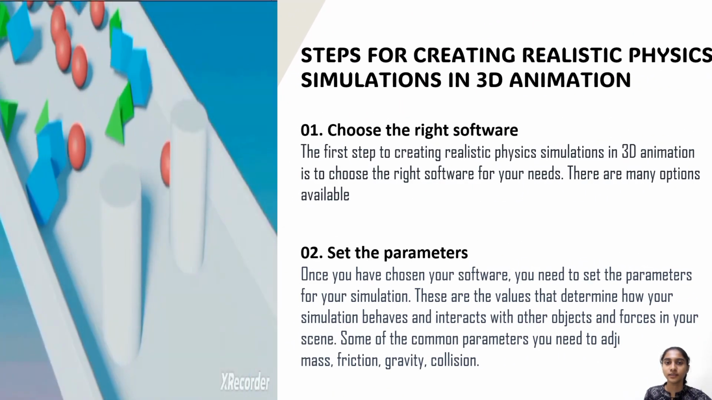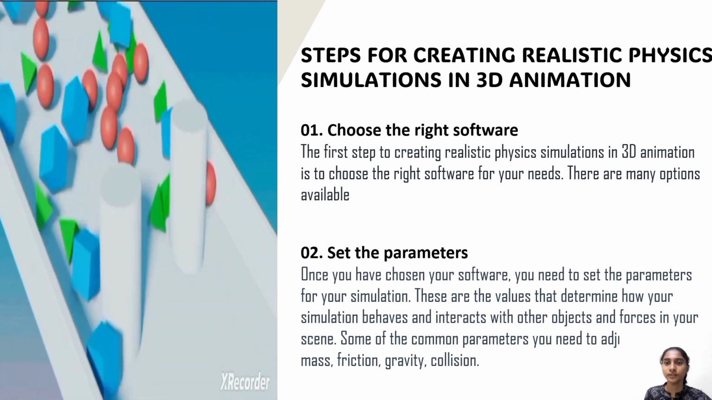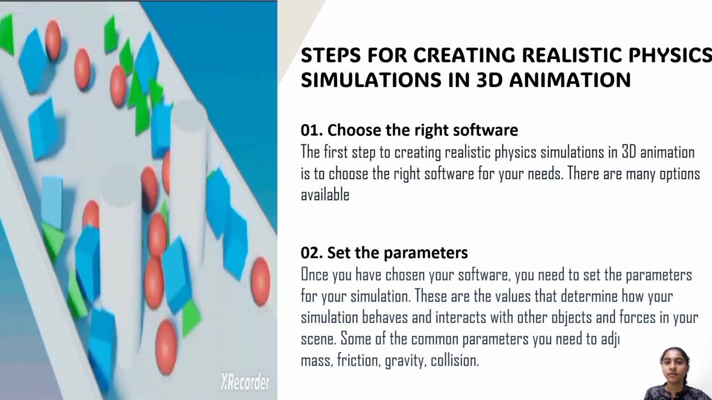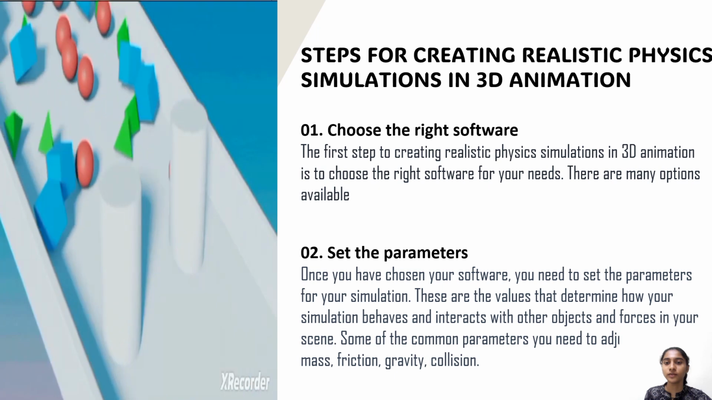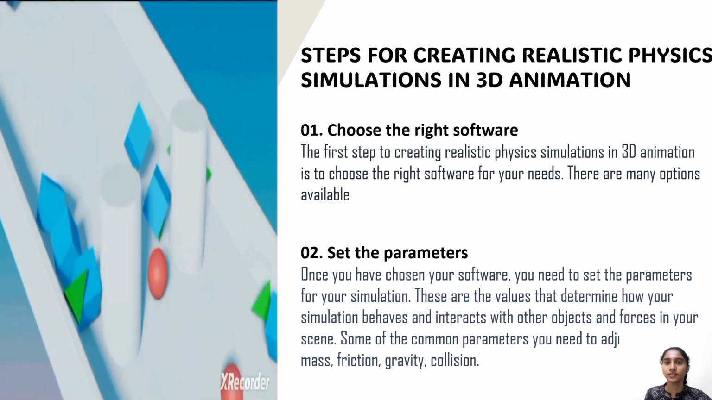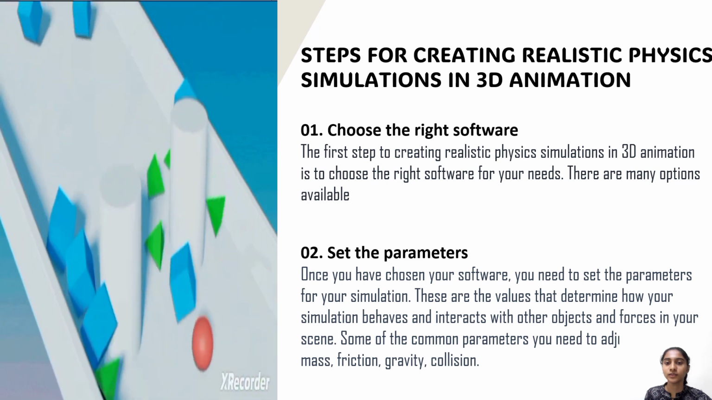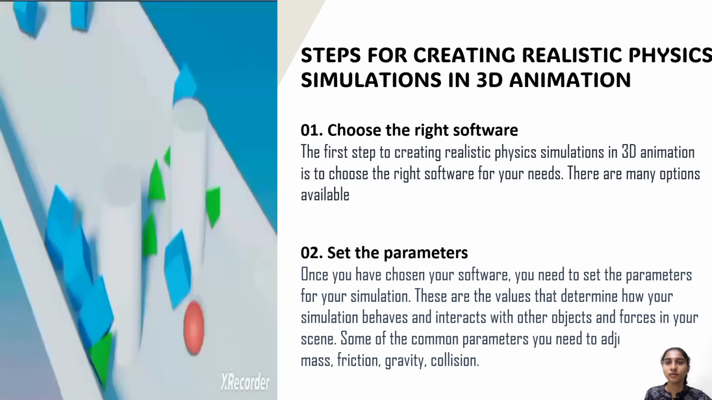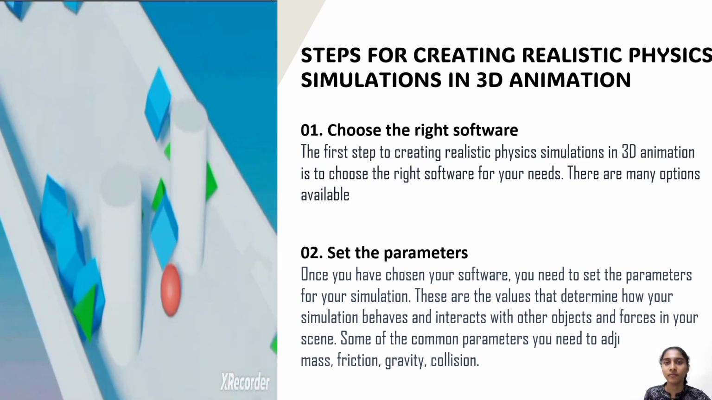Next, we will discuss steps for creating realistic physics simulation in 3D animation. The first step is we have to choose the right software. The first step to creating realistic physics simulation in 3D animation is to choose the right software for your needs. There are many options available. Then the second one is to set the parameters.